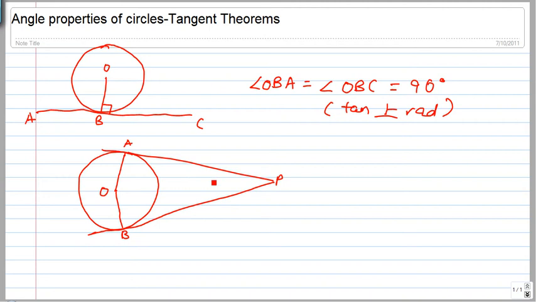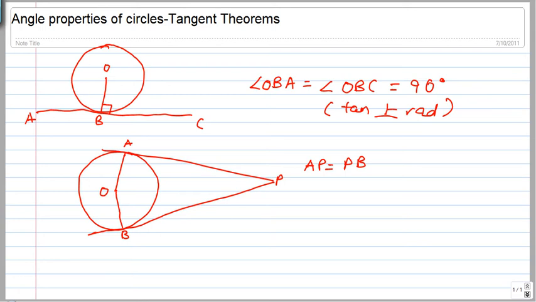So tangents drawn from an external point of a circle are equal. So AP is equal to PB. Sorry, AP is equal to PB. AP and PB are tangents to a circle.